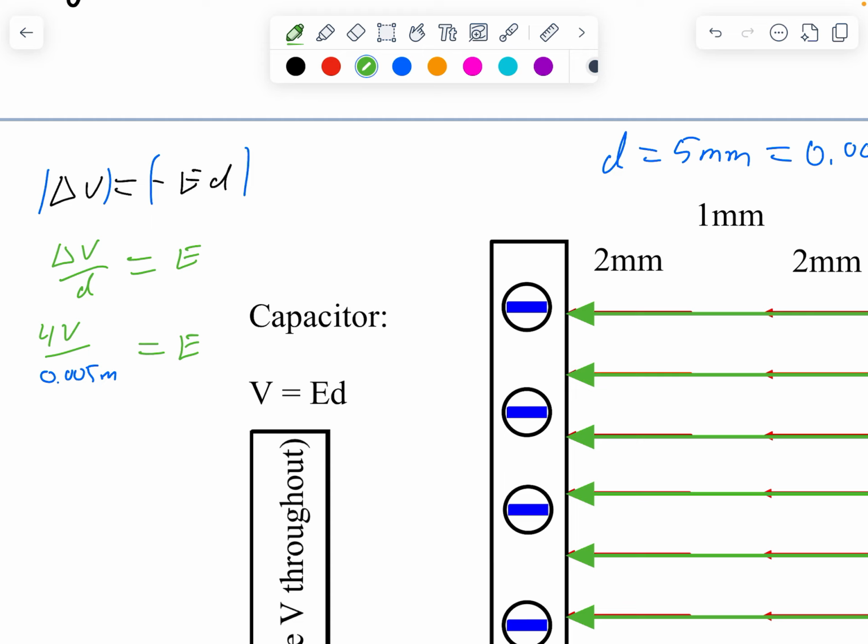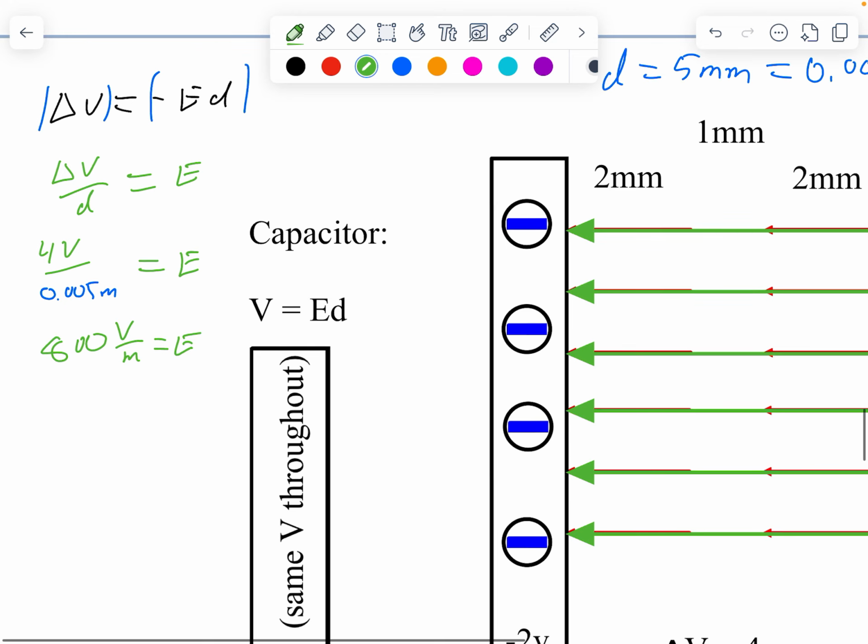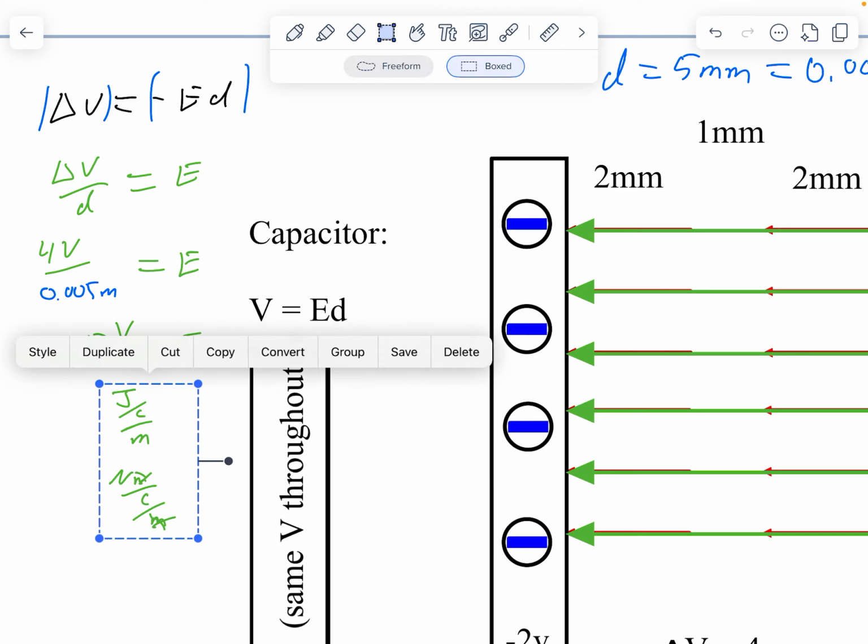So 4 divided by 0.005. All right, so 40 divided by 0.05. So what is that? That's 800. Now notice the units. That's volts per meter. I know we've been working with newtons per coulomb, but remember a volt is a joule per coulomb, and also remember that a joule is a newton meter. And so we wind up with this: there's your newtons per coulomb. So volts per meter and newtons per coulomb are equivalent units.